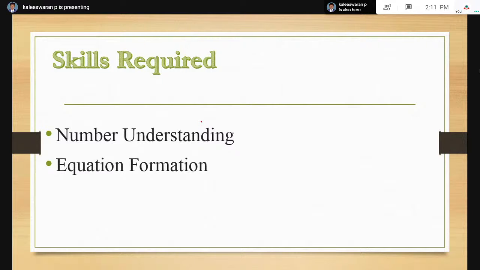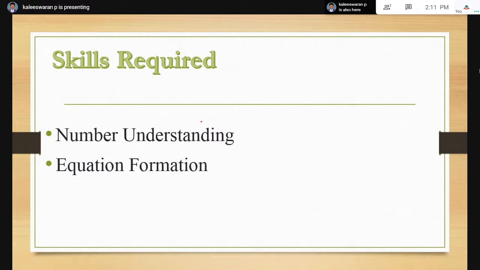The second one is equation formation. You should improve your skill in writing equations. What does equation formation mean? Simply, we can say an equation is like writing a story, but in mathematical format. Equation is writing a story in mathematical formation.